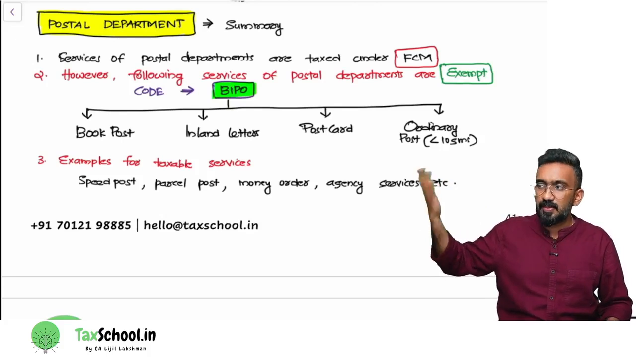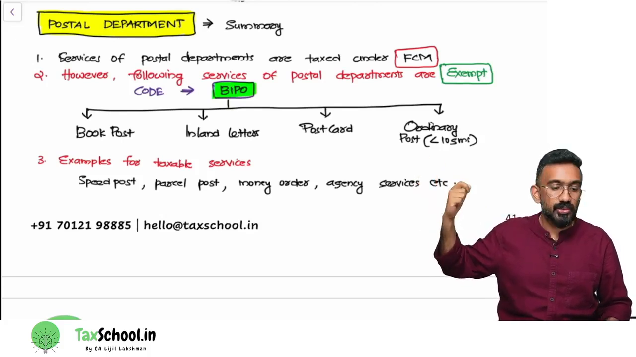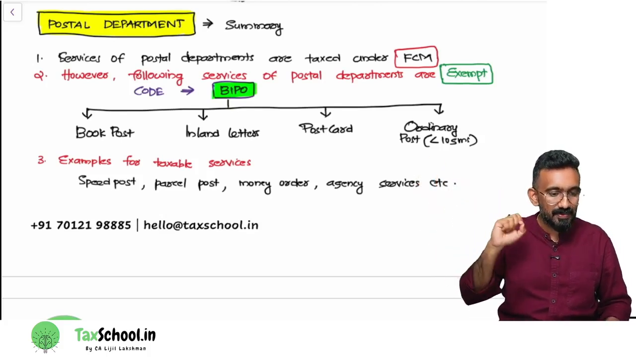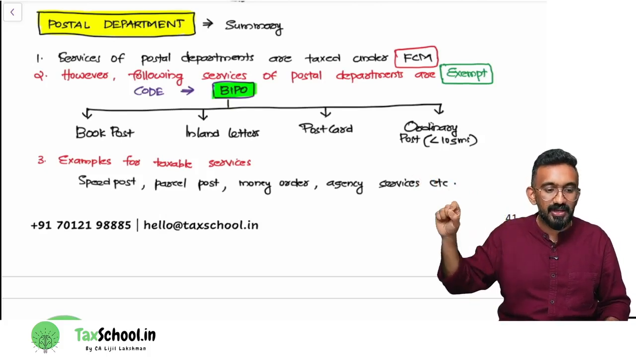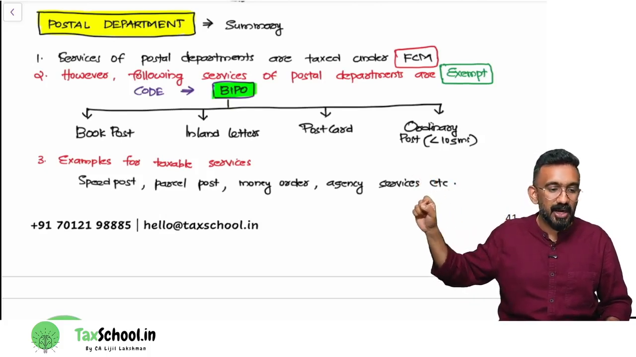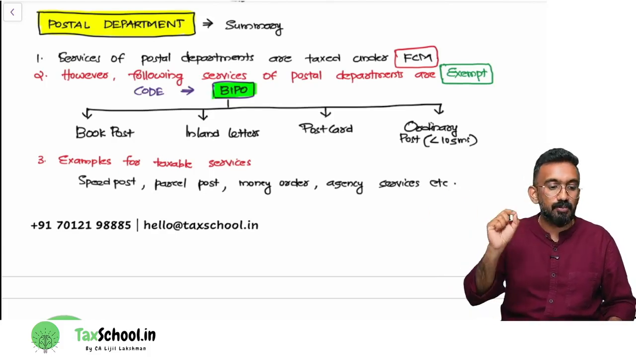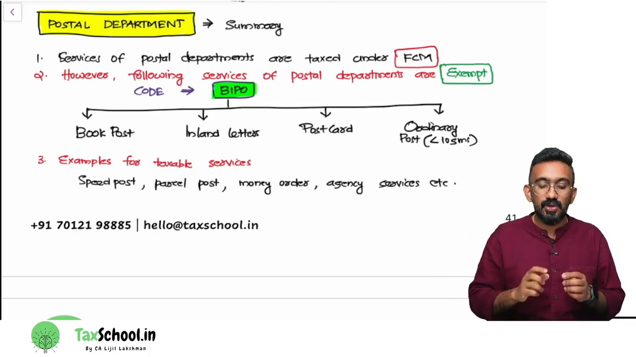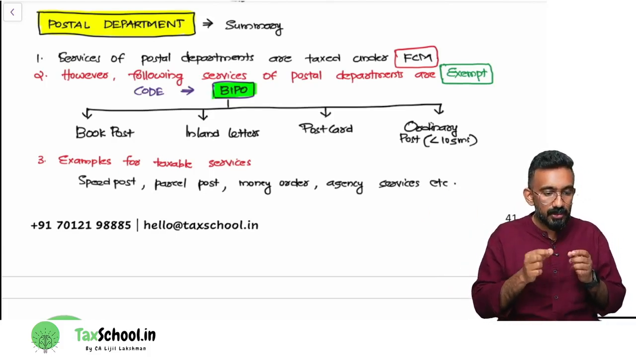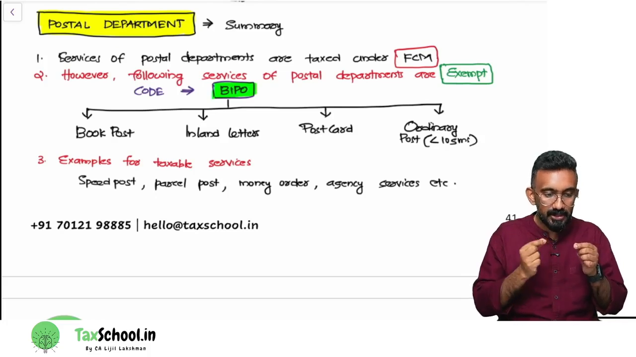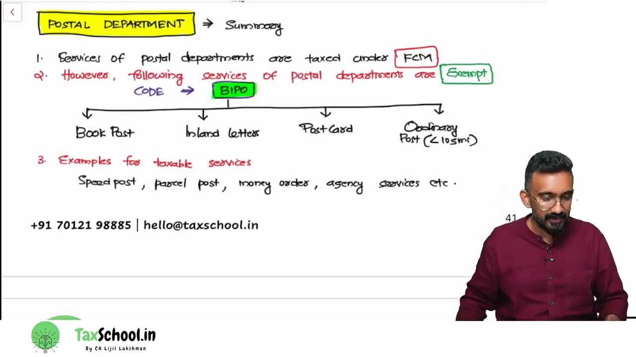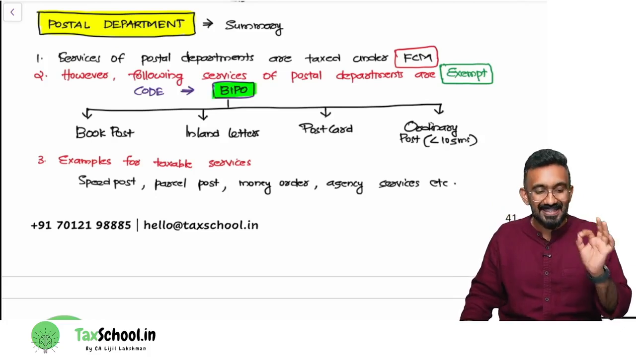Services by postal departments are taxed under FCM. Following services by postal departments are exempted. We have a code word called BIPO. So somewhere you should mark BIPO, hyphen, these are exempted services by Department of Post. What are the exempted services by Department of Post? B stands for book post. There's a service called book post where magazines are wrapped and sent. That is book post, and it is exempt.